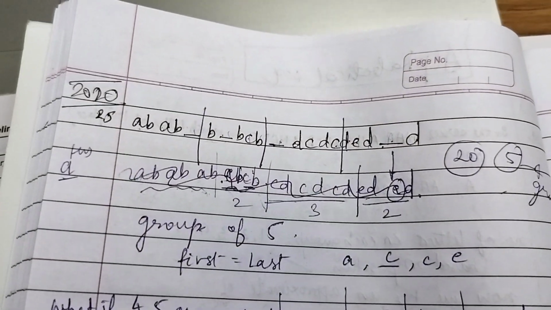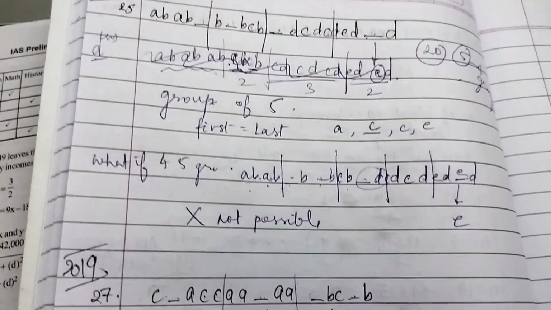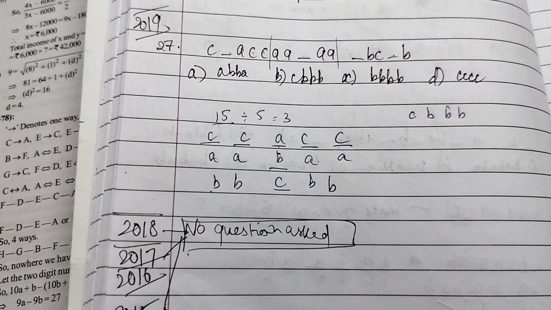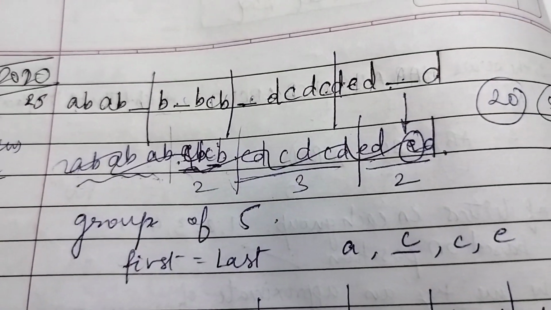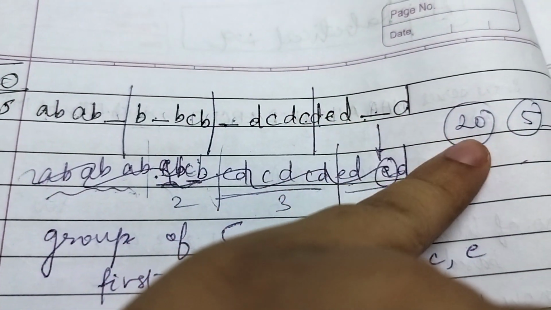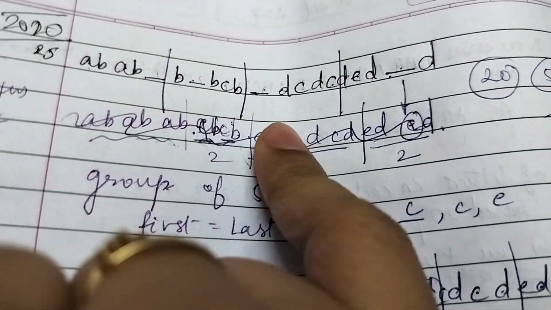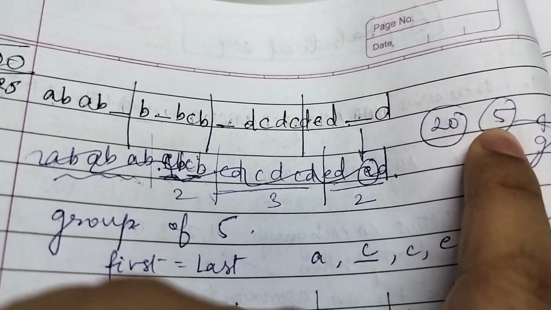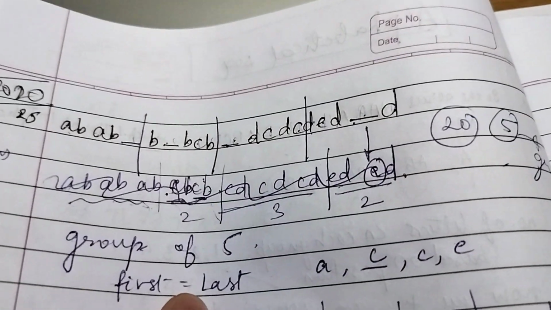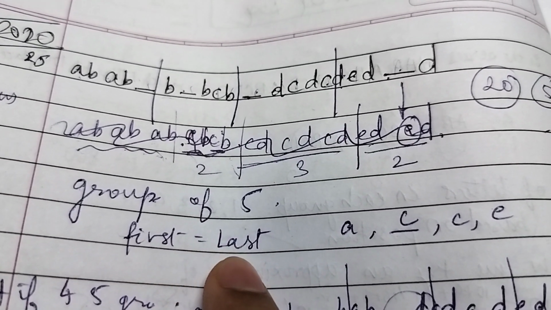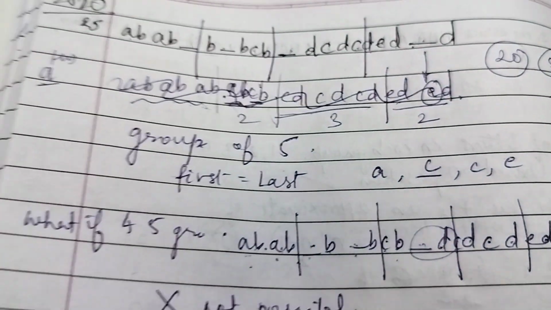Okay, now let's start with the 2020 question. Again, only one question here, and then in 2019, one question. So in 2020, a similar question was asked. Again, I first counted the total alphabets here. They came out to be 20, so I thought we should have a group of 5. And with the group of 5, I realized that the first and the last alphabets were equal. So that's how I figured the pattern.